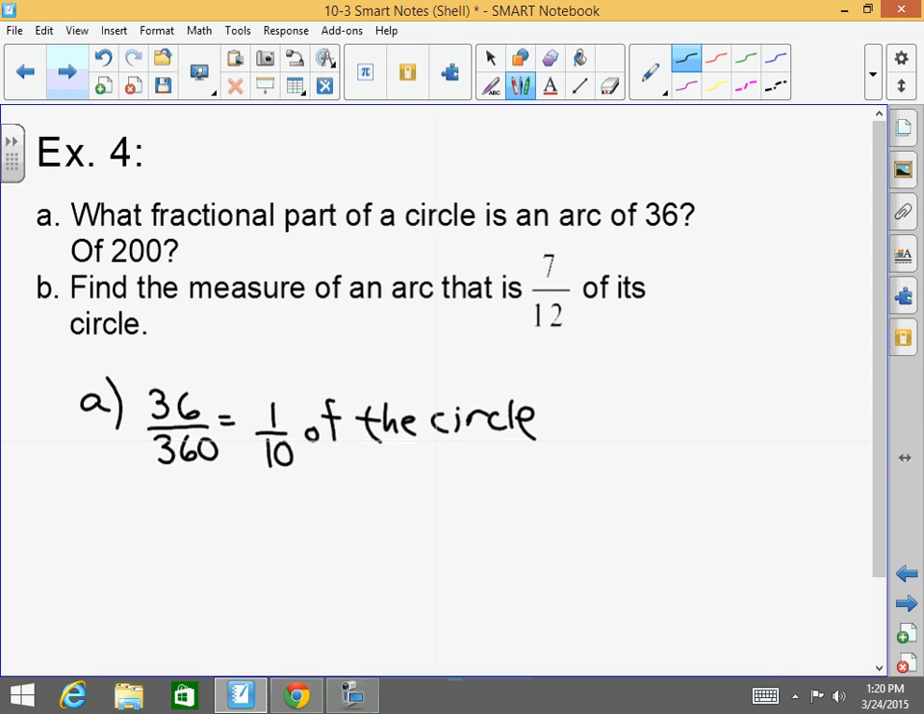How about of 200, guys? What fractional part is 200 degrees of a circle? You got 200 divided by 360. Get rid of these zeros. Divide 4 to both numerator and denominator. And you've got 5/9 of the circle.